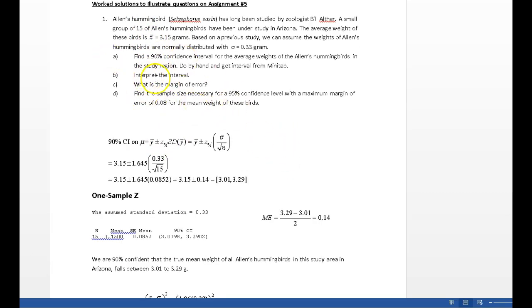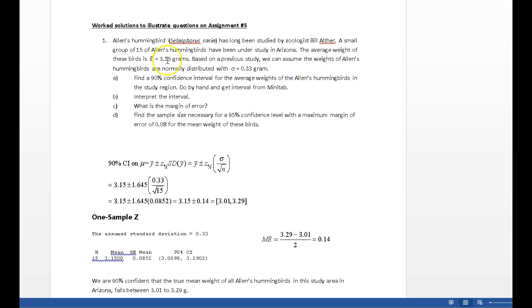All right, the other parts of this, these worked solutions, I'm going to do in separate videos. Otherwise this thing is going to be horrifically long. Okay.